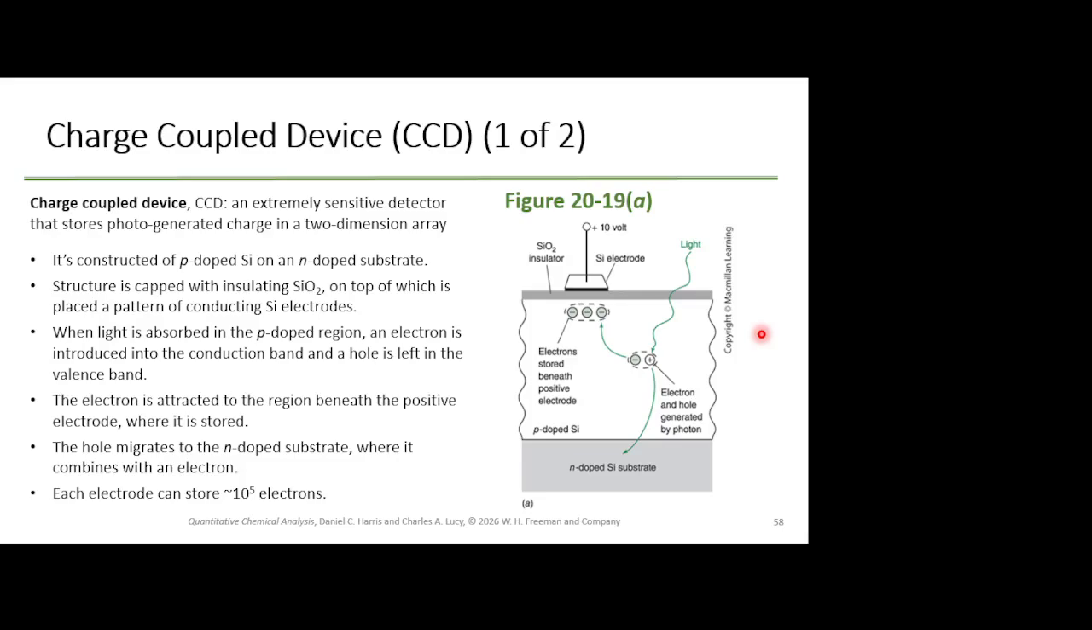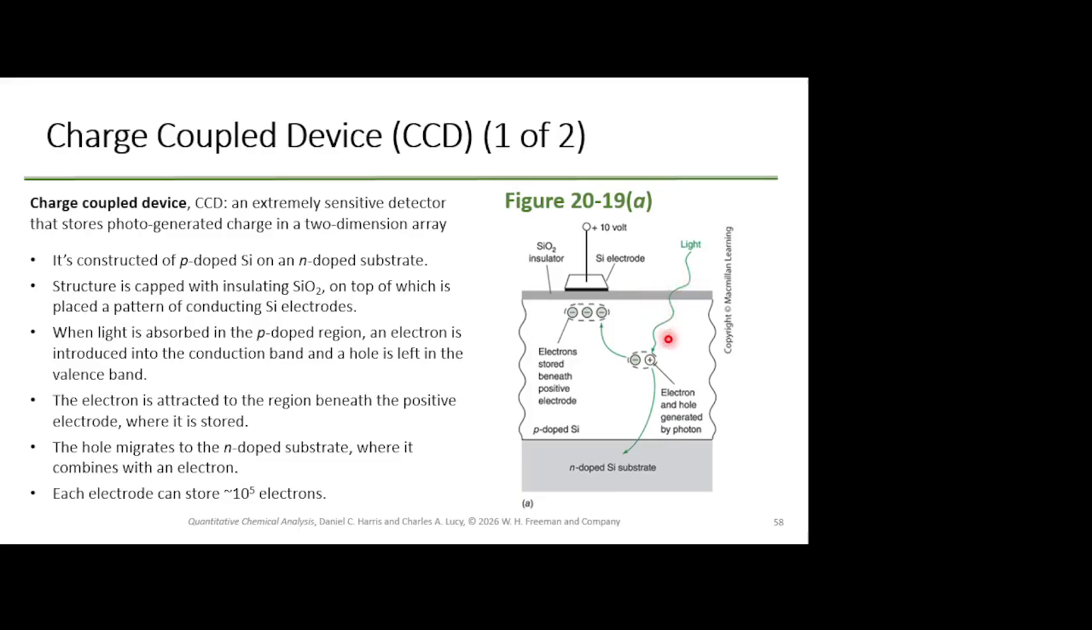This right here is a charge-coupled device. That's a CCD. These are very sensitive detectors. They'll store photo-generated charge in a two-dimensional array. Again, we have a similar setup, but a little bit different because it's going to be a two-dimensional array. What we'll have here is an insulator, and then a silicon electrode. We apply a voltage to this. The electrons are then going to be stored beneath the positive electrode. And so we'll have a set of electron and electron hole.